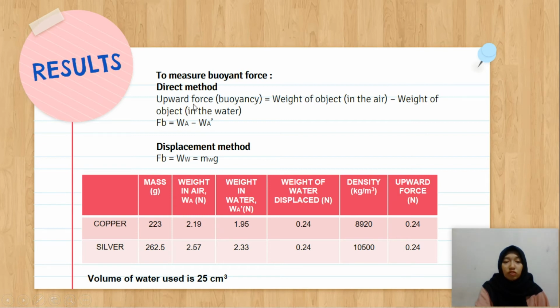To measure the buoyant force, for the direct method, we can use the formula: upward force or buoyant force is equal to the weight of the object in the air minus the weight of the object in the water. For the displacement method, the formula is buoyant force equals the mass of the water times the acceleration due to gravity. For this experiment, the volume of water used is 25 centimeter cubed.